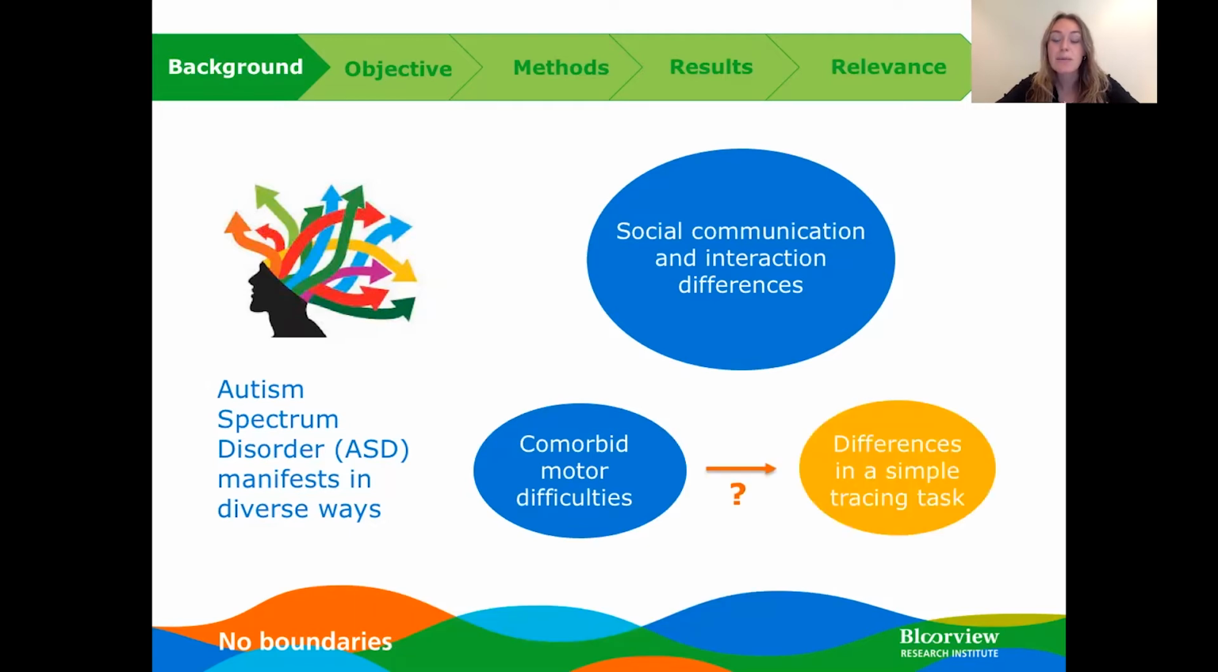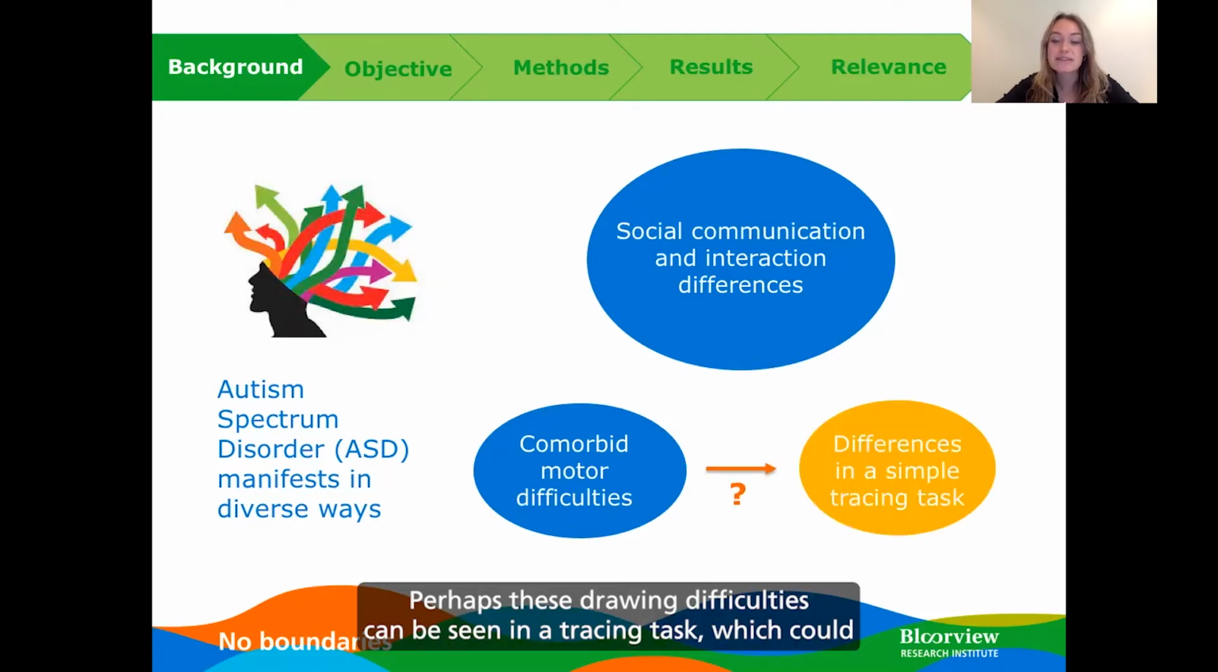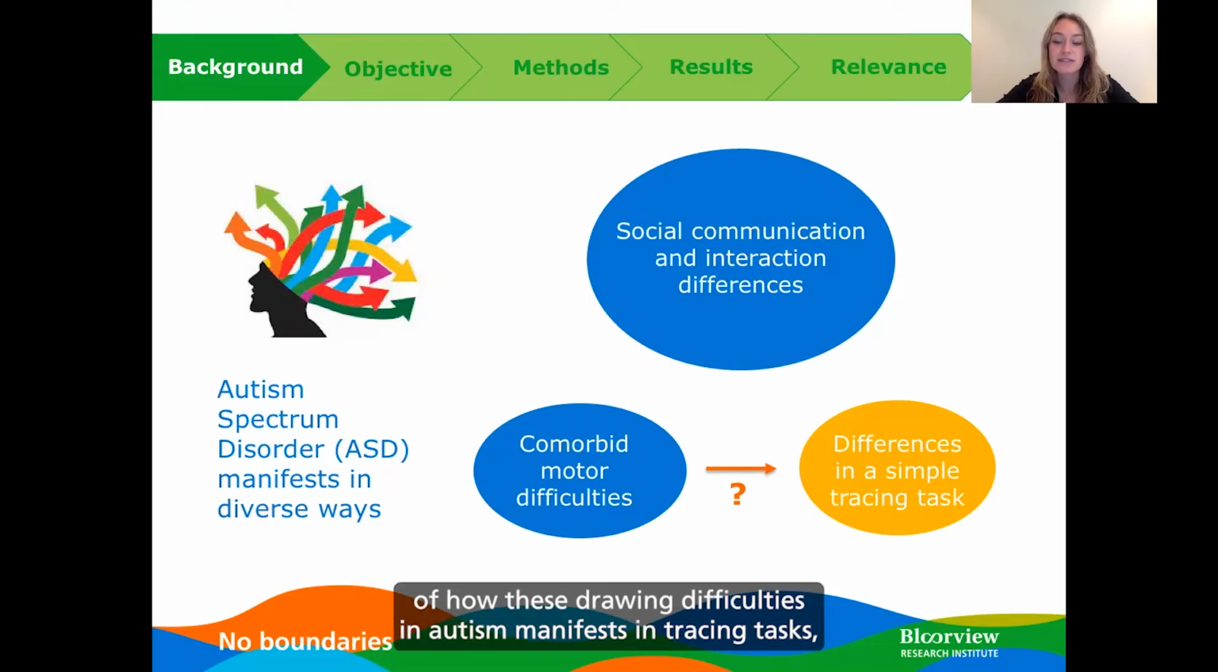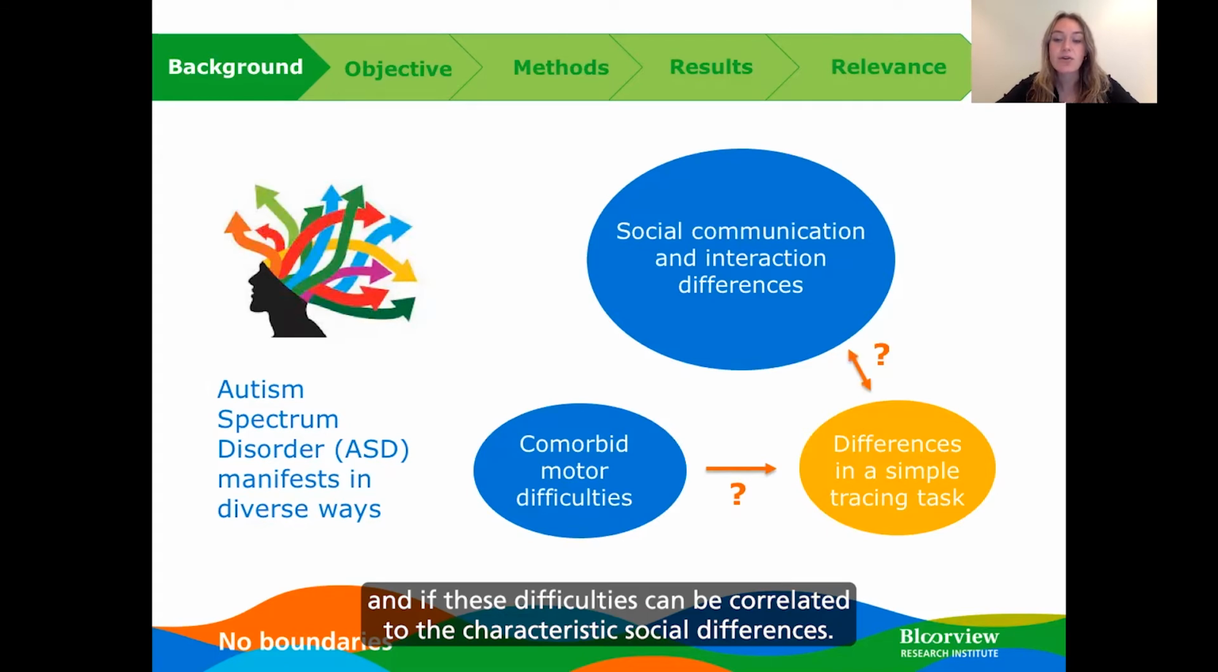drawing tasks. Perhaps these drawing difficulties can be seen in a tracing task, which could then be used as a potential simple tool to help identify ASD. But there lacks an investigation of how these drawing difficulties in autism manifest in tracing tasks, and if these difficulties can be correlated to the characteristic social differences.